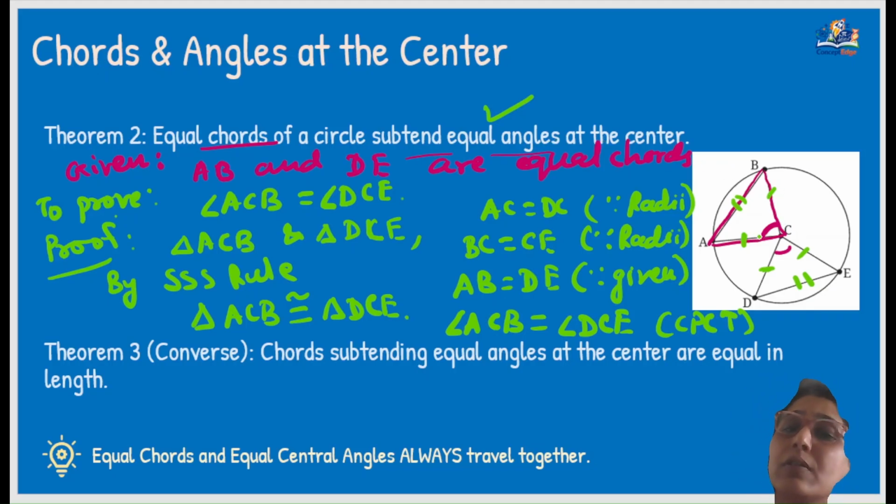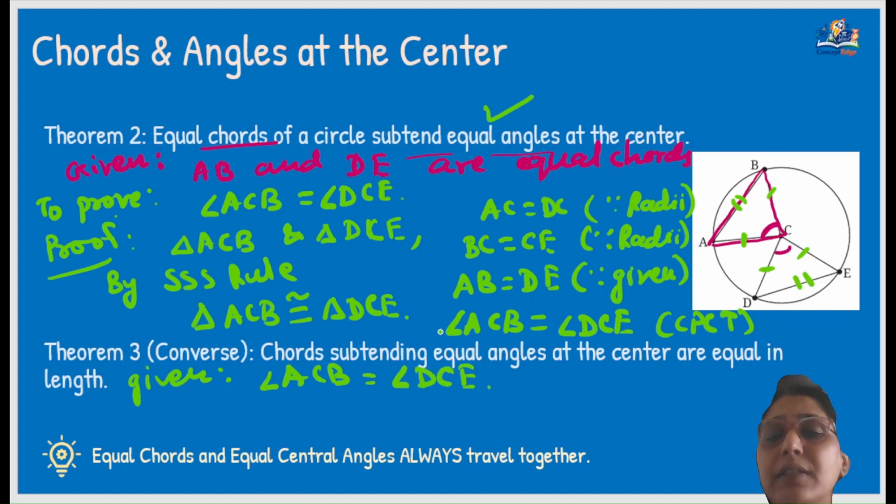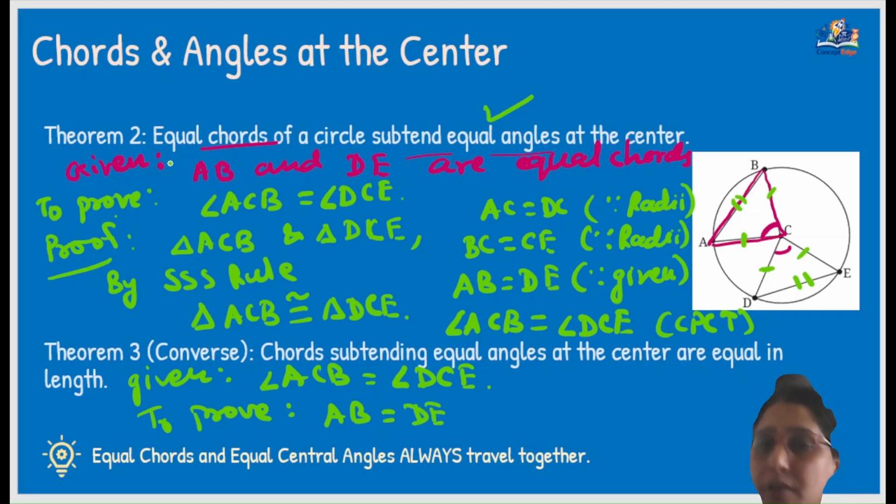Now, the converse, vice versa, is also true. Vice versa is: if chords subtend equal angles, then the chords are equal in length. So, here given is that the angles are equal, ACB equals DCE. This is given, and I want to prove that AB equals DE. This is just the opposite of theorem 2.